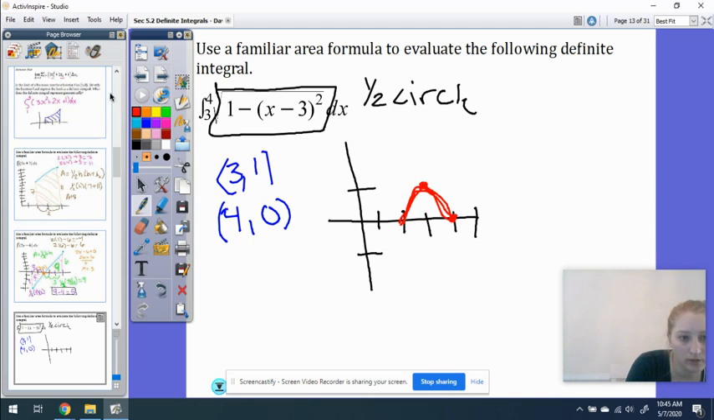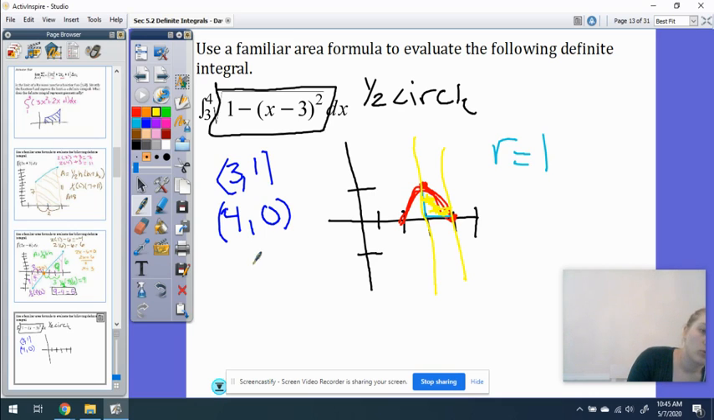And what is the radius? In this case, the radius is 1, right? All right, so now the other thing that I want you to think about is our interval is from 3 to 4. So essentially, I only care about this little piece right here, okay?